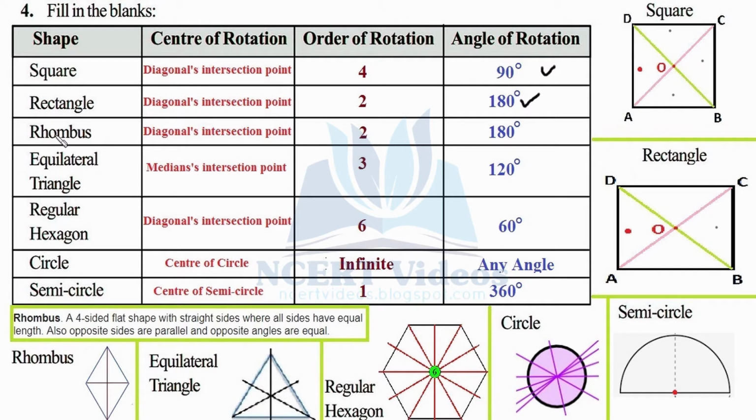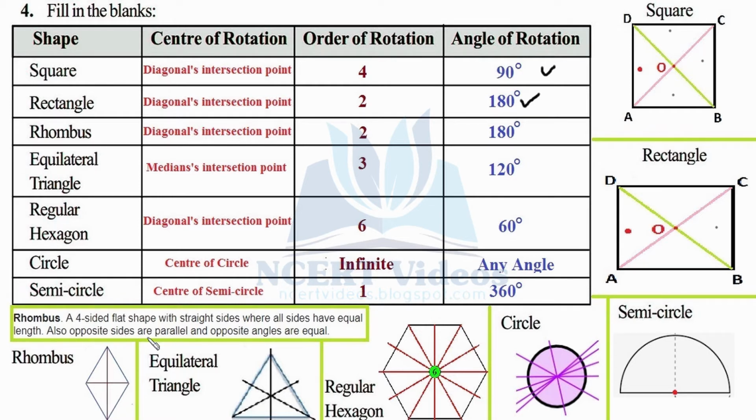Now rhombus. Now first of all, what is a rhombus? Again, it's a revision. It's a 4-sided flat shape. That is, it is a quadrilateral with straight sides where all the sides have equal length. So here we have a rhombus, all are straight sides and all are equal in length.